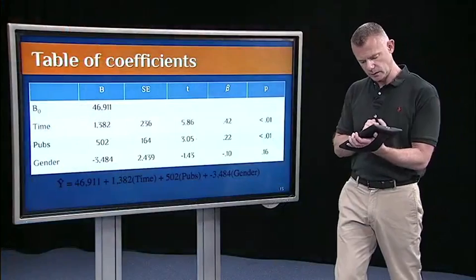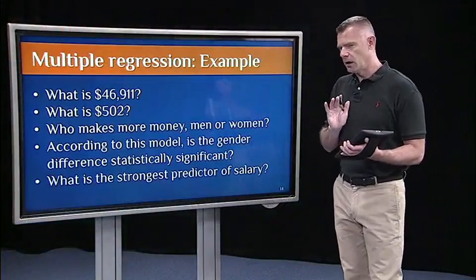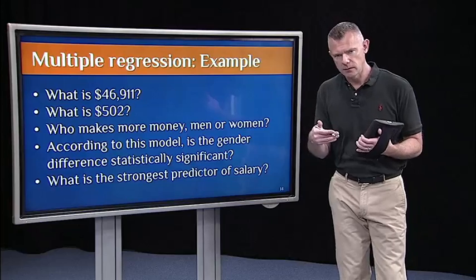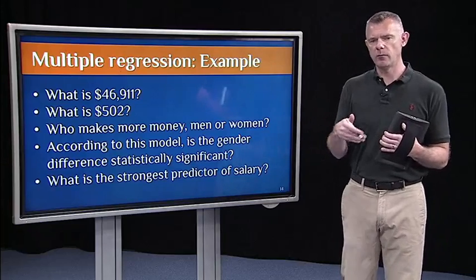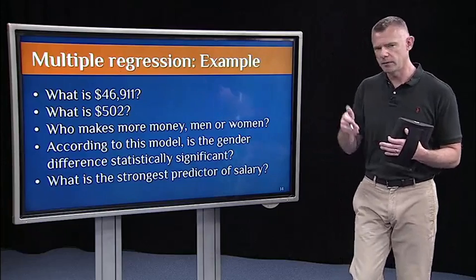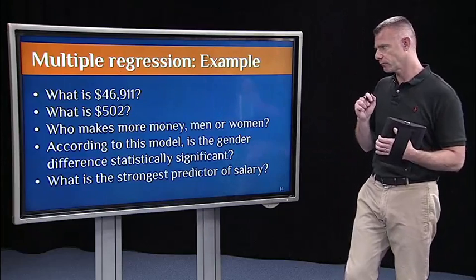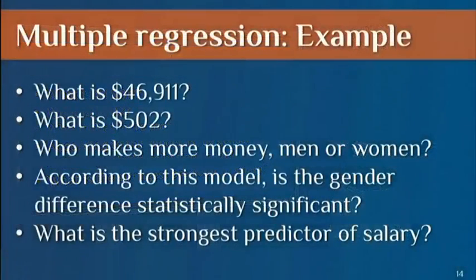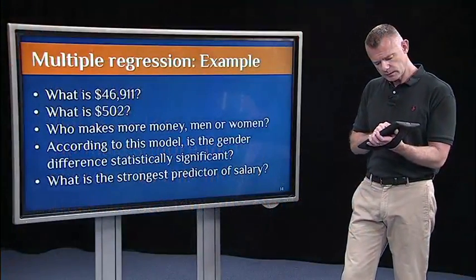Now let's get to those questions that I talked about. And I'm asking these just to get you to think carefully about this output and this outcome and what these coefficients really mean. So what is 46,911? What is 502? If you look back at the table, you could ask who makes more money, men or women? According to the model, is that difference between men and women statistically significant? What's the strongest predictor of salary? Well, let's answer those.